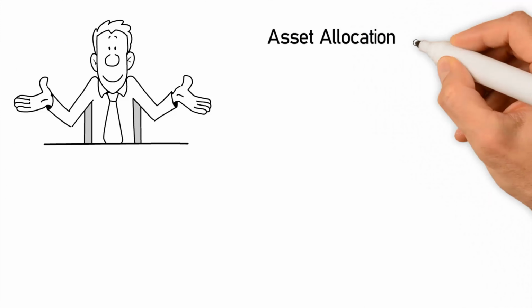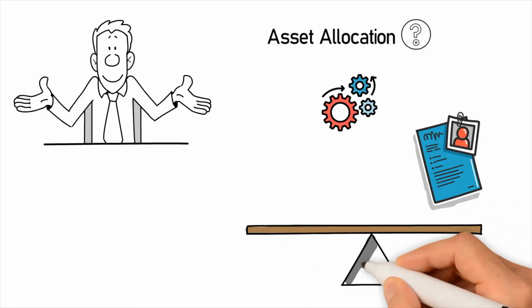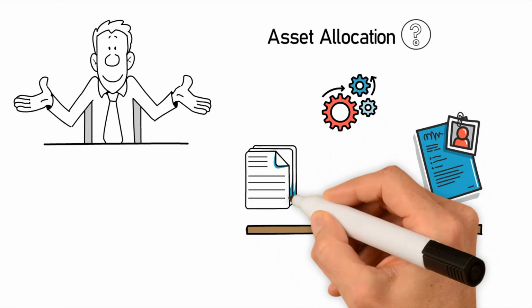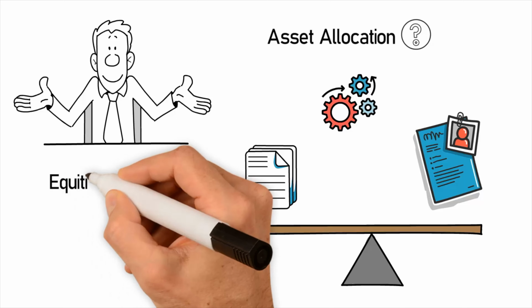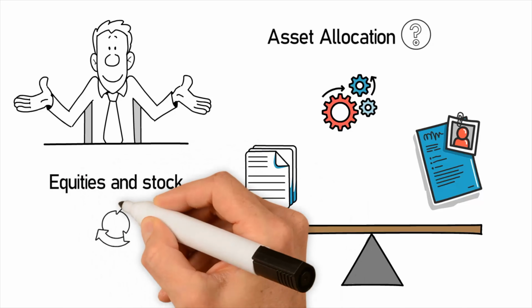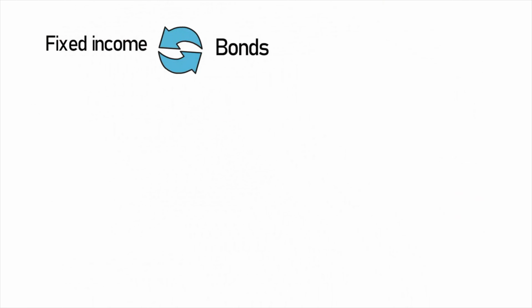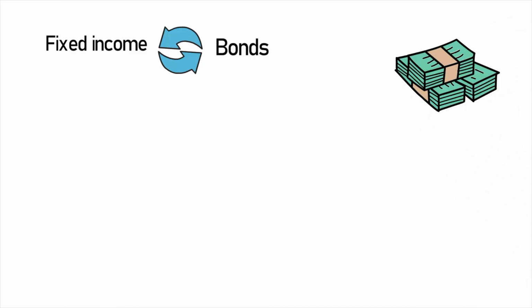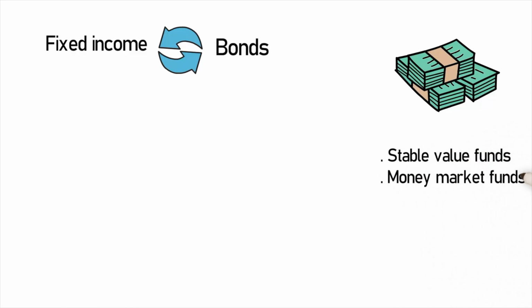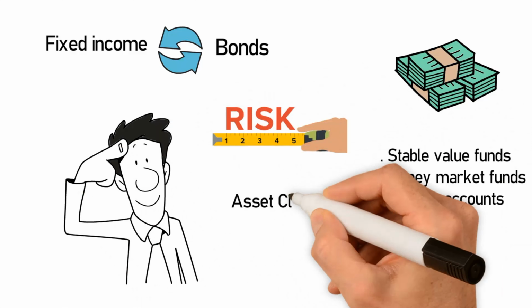Essentially what asset allocation is, it is a strategy for balancing out your portfolio relative to the things I just talked about. And you're balancing it out between what you will allocate to equities, equity and stock are the same thing, to fixed income investments, fixed income and bonds are the same thing, and to cash. And on the cash side, cash equivalents would include stable value funds, money market funds, savings accounts, that kind of thing, okay? Keep in mind that there is risk with all of the asset classes that I just mentioned.